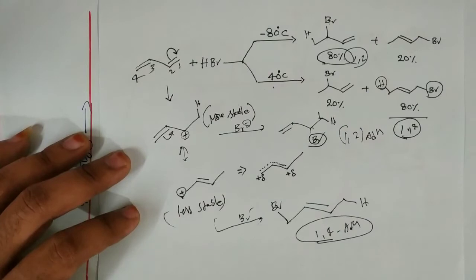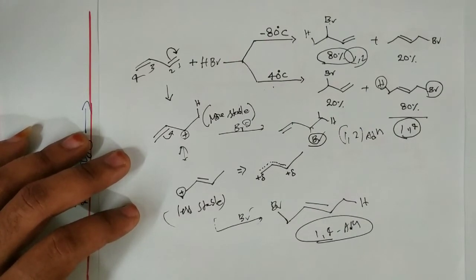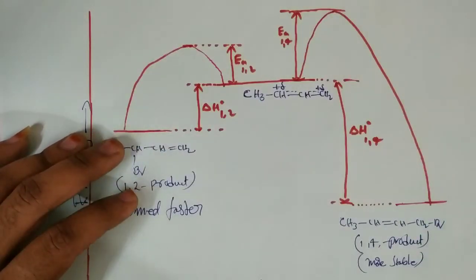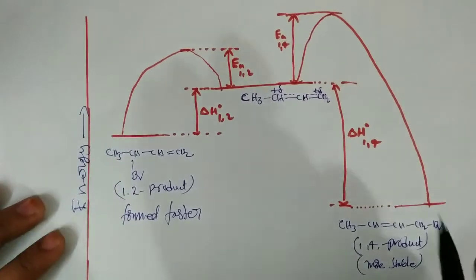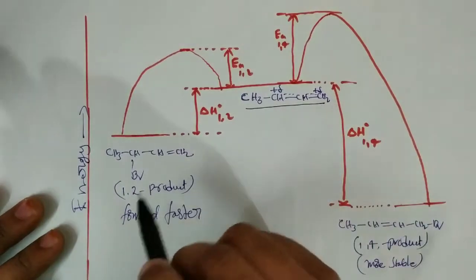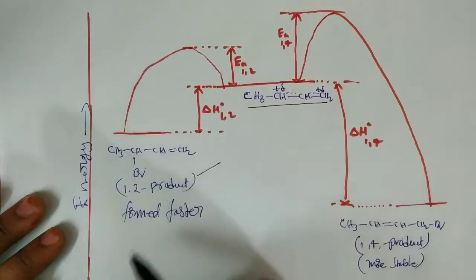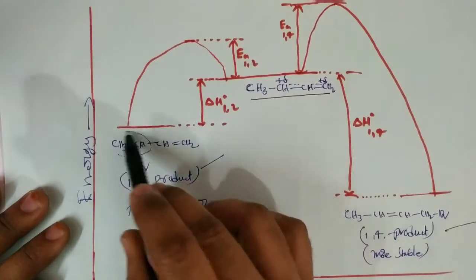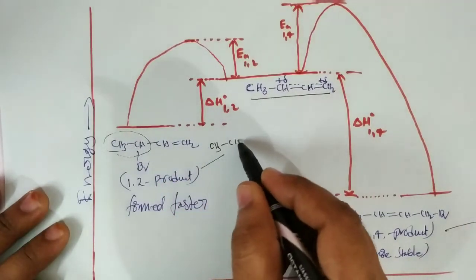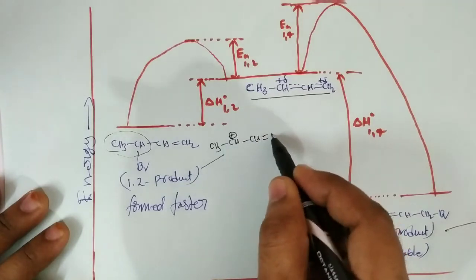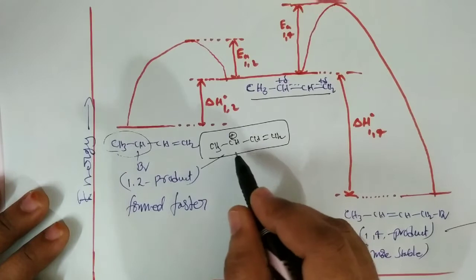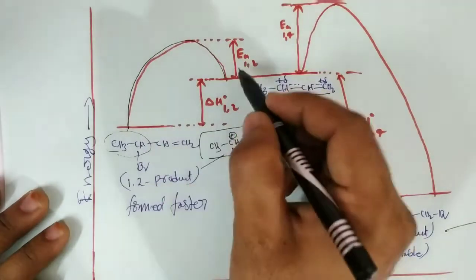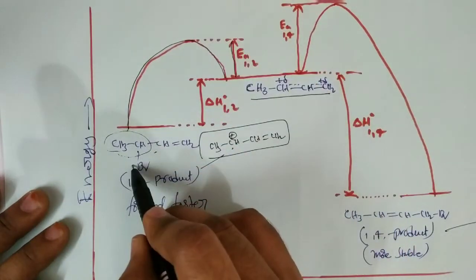Now how can you explain the major product formation based on temperature? Here you can see the energy profile diagram. This is the resonance hybrid. This is the 1,2 addition product, and this is the 1,4 addition product. The 1,2 addition product is formed through the secondary allyl carbocation, CH double bond CH2. This is a stable one, so the activation energy is very low. This is the activation energy for the formation of the 1,2 product.